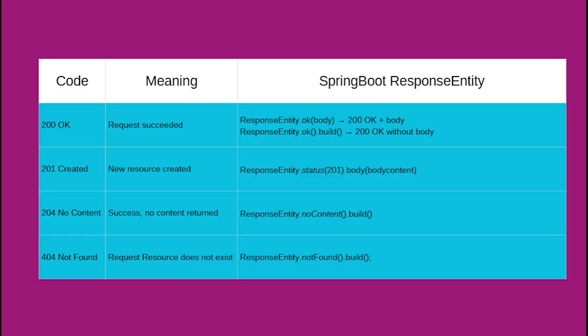HTTP status codes are sent from the server to the client to indicate whether the request was successful or whether some error happened. So I have mentioned a few of the status codes which we are going to use in our Spring Boot example.